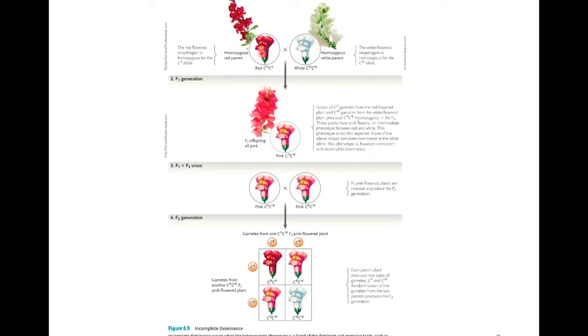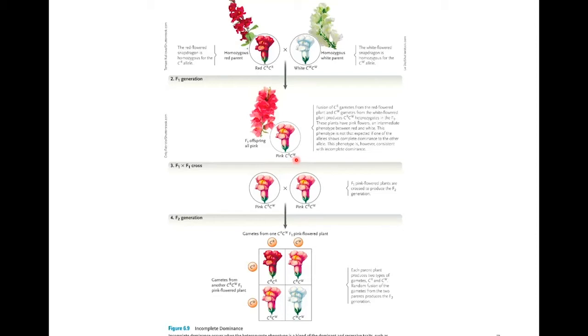Now, if we blend those two together and you complete a Punnett square, you're going to see that 100% of the offspring from this F1 generation from two homozygous parents are going to produce an intermediate phenotype. And so when you combine a red allele and a white allele, we create an intermediate genotype, which is C to the R and C to the W. And the phenotype of that individual is pink.